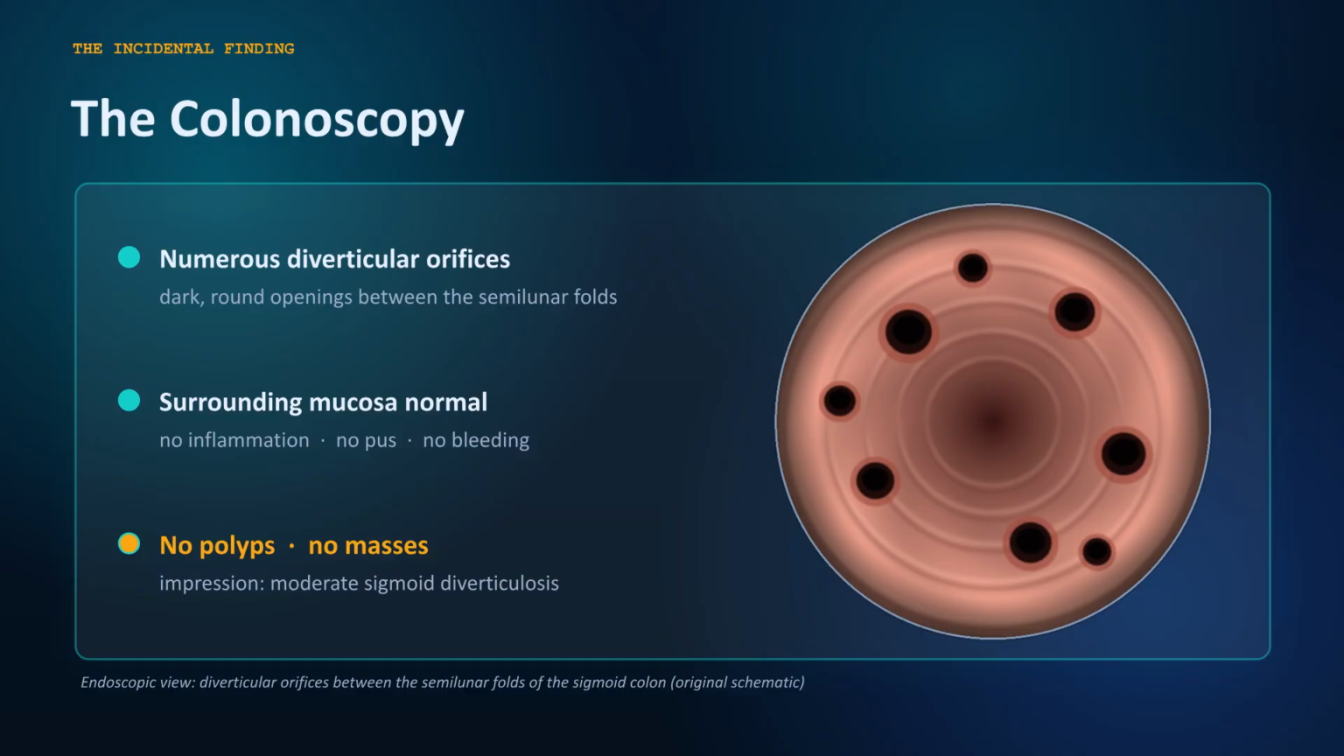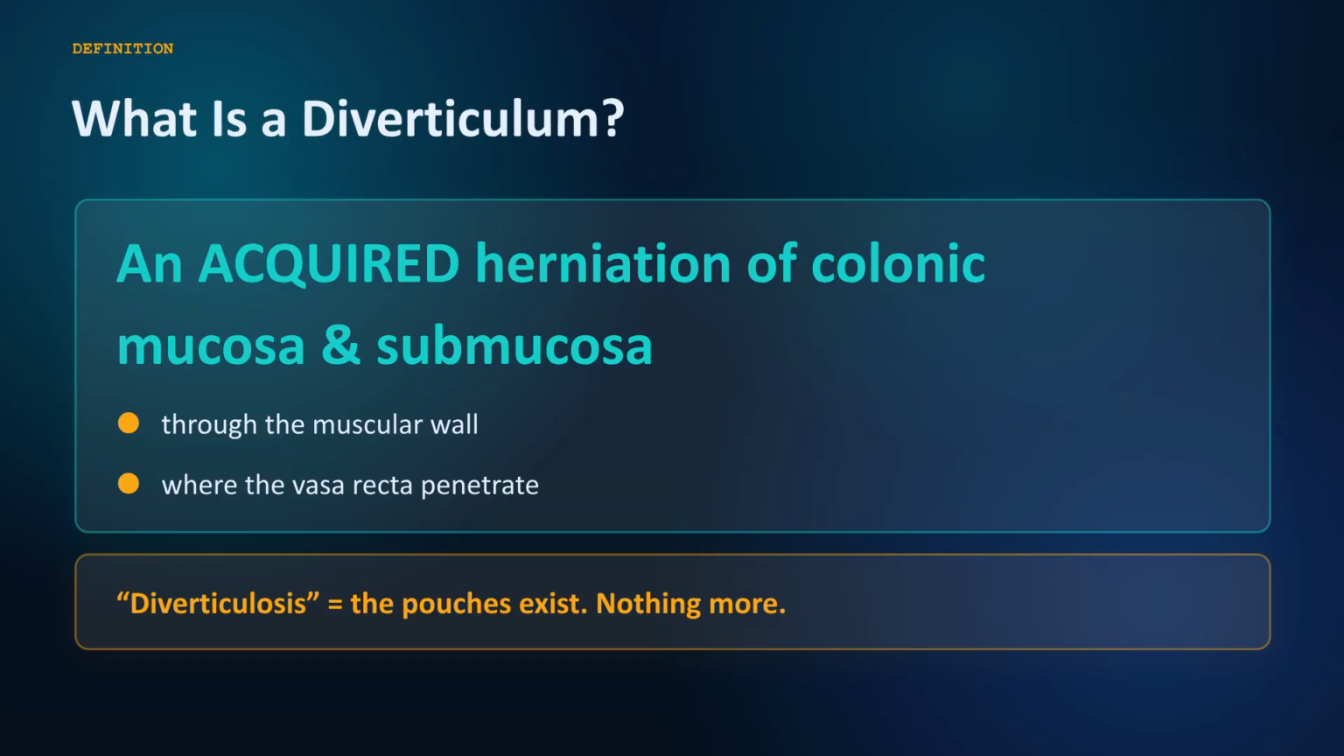So now the real work begins. What exactly is that? Why did it happen to this man? And what does it mean for the next 30 years of his life? So what exactly did the endoscopist see?